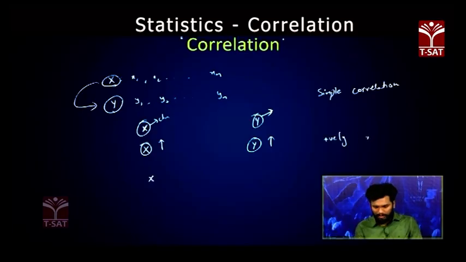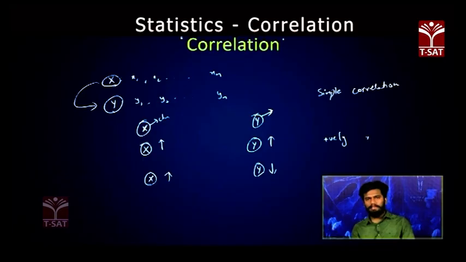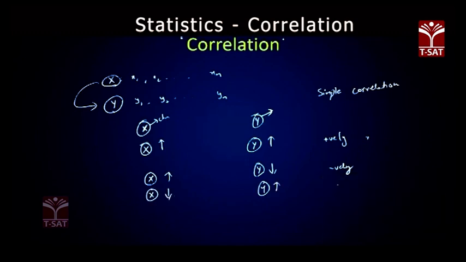Now if the random variable x is increasing and the random variable y is decreasing, that is, the change in random variable x results in decreasing the value of the random variable y, then we say that they are negatively correlated. In the same way, if x is decreasing and y is increasing, then also we can say that they are negatively correlated.